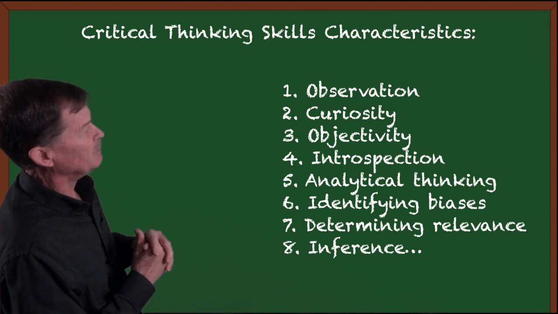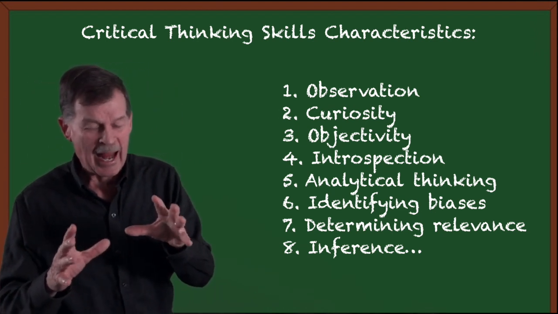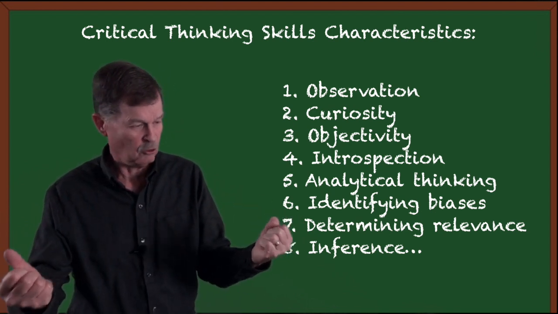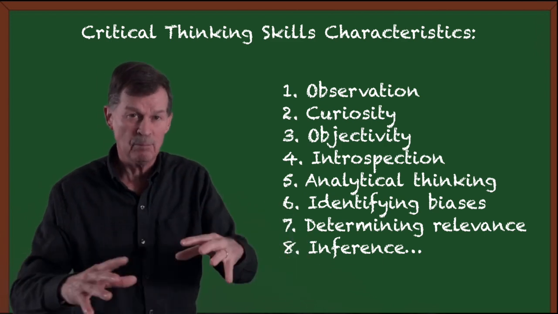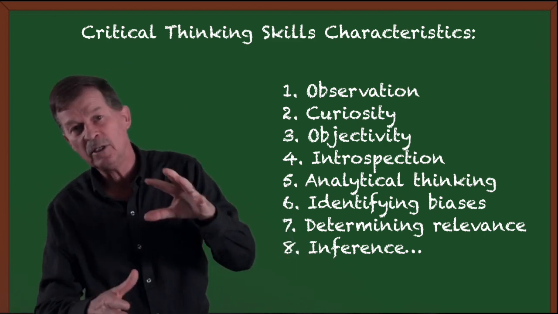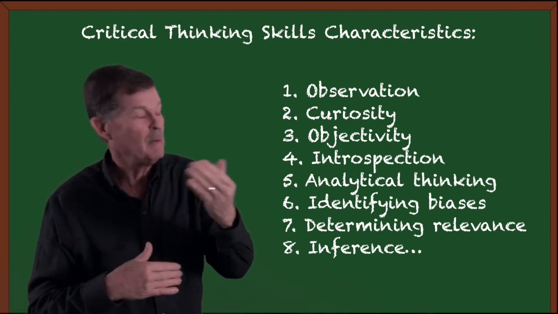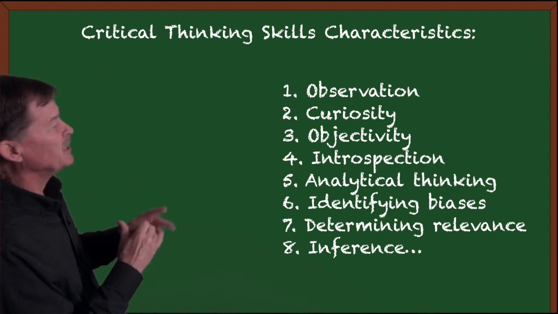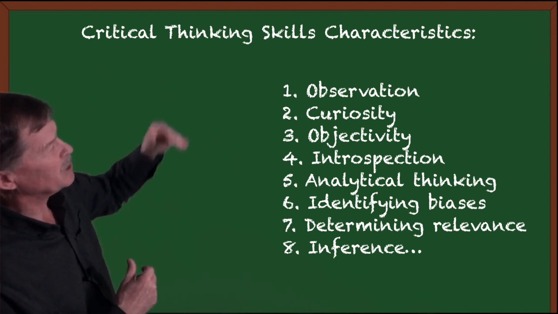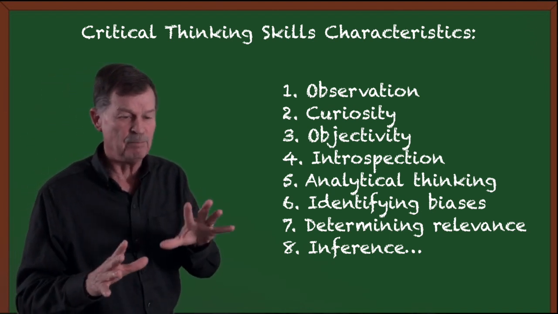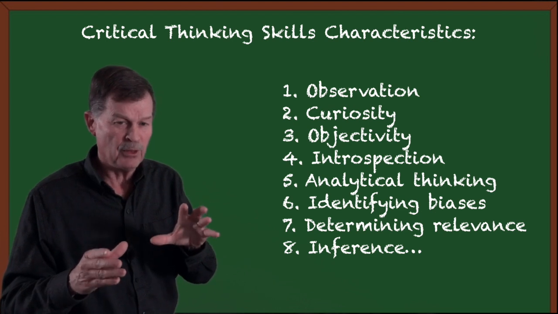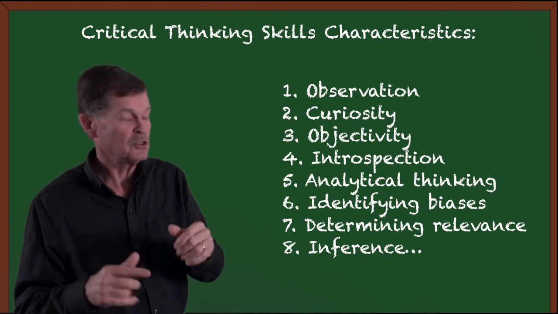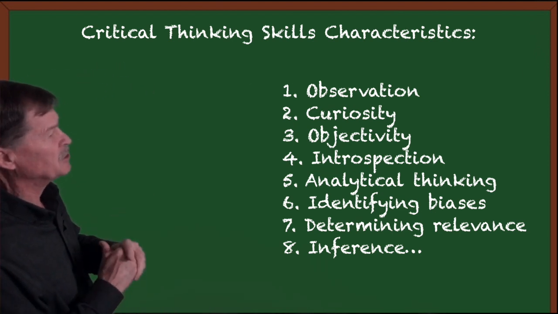Analytical thinking, number 5. In other words, you need to analyze, which means to look at something and take it apart and then look at the pieces and reassemble again, maybe in a different order, maybe in a different way to synthesize or make something new. So it's analytical thinking, taking things apart. It's identifying biases, which then goes back up to introspection, but it's identifying the biases of the people that are presenting the information, but it's also identifying your biases in processing that same information.